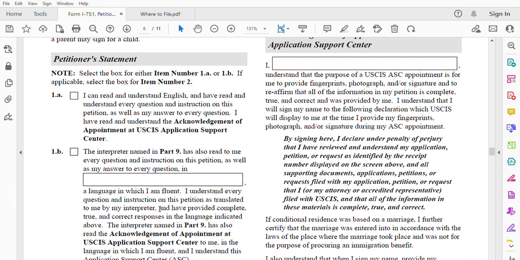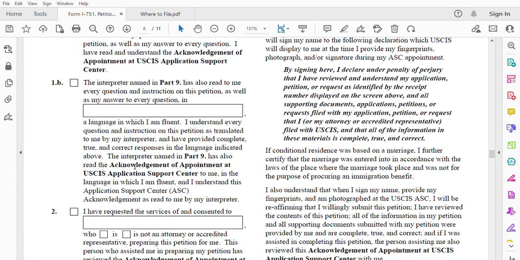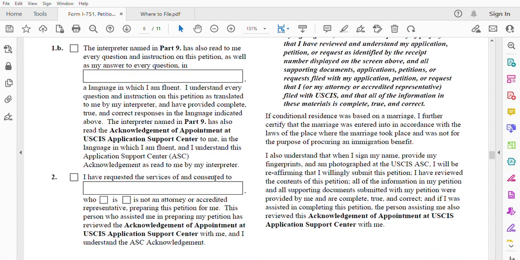So I have requested the services of, I'm her husband, this one, Baker, Robert. I am not an attorney. I'm filing this form as the spouse. You can also use an interpreter as well, which is Baker, Robert, because I filled out this form based on what she was telling me.